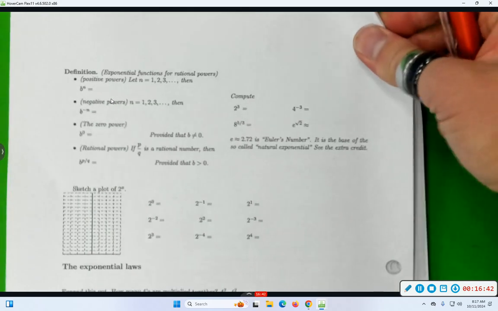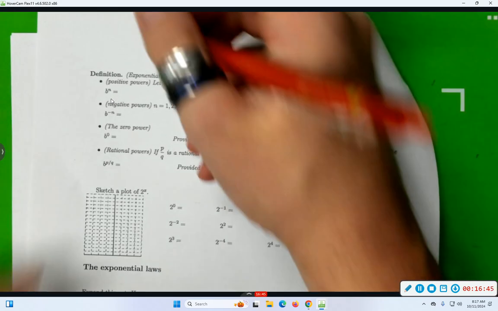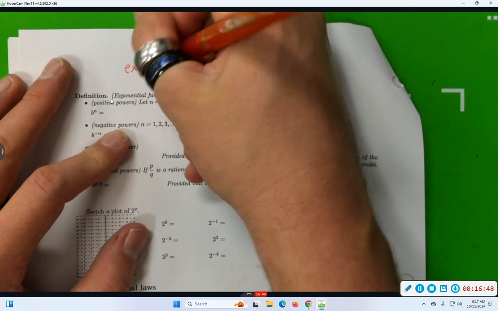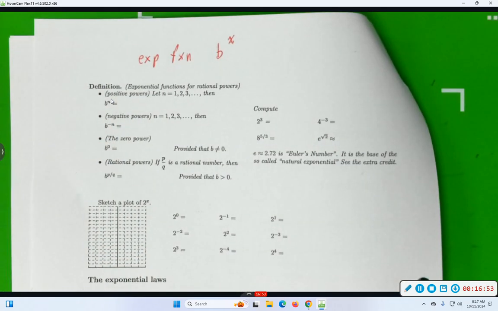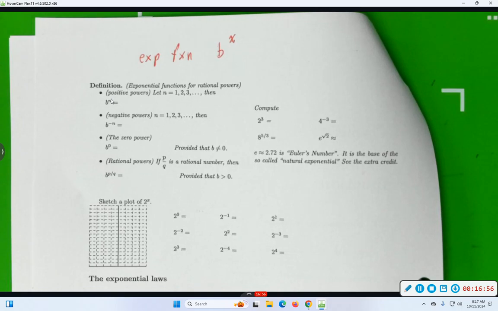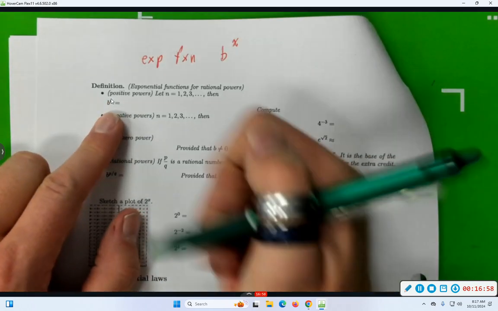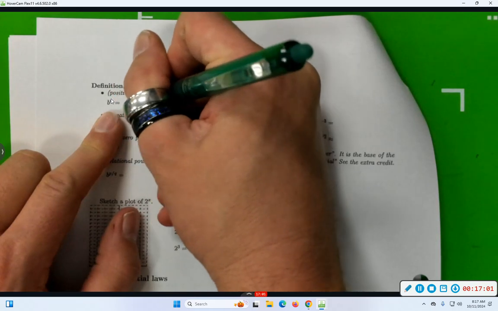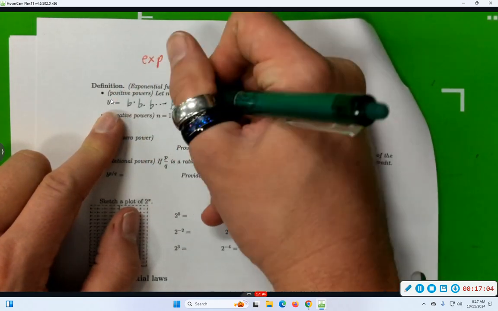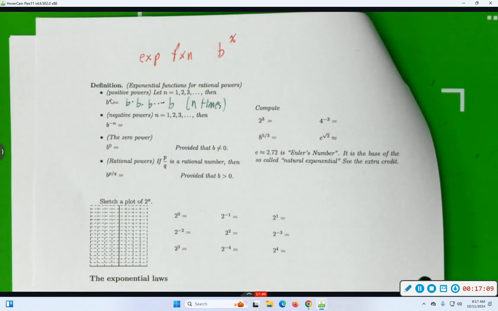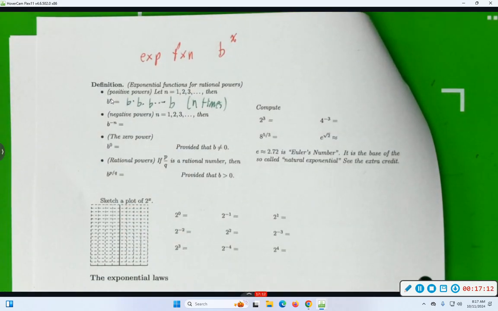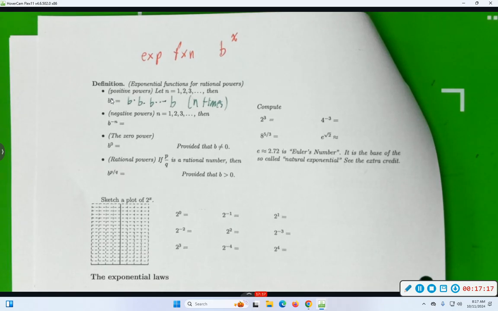So what are exponential functions? An exponential function is anything that looks like a base to the power x. And let's just say some things we already know. If you raise a base to an integer power, b to the n just means b times b times b, dot dot dot, times b, n times. Just like how when you multiply a number by n, you add it to itself n many times, if you raise something to the n power, you multiply by itself n many times.